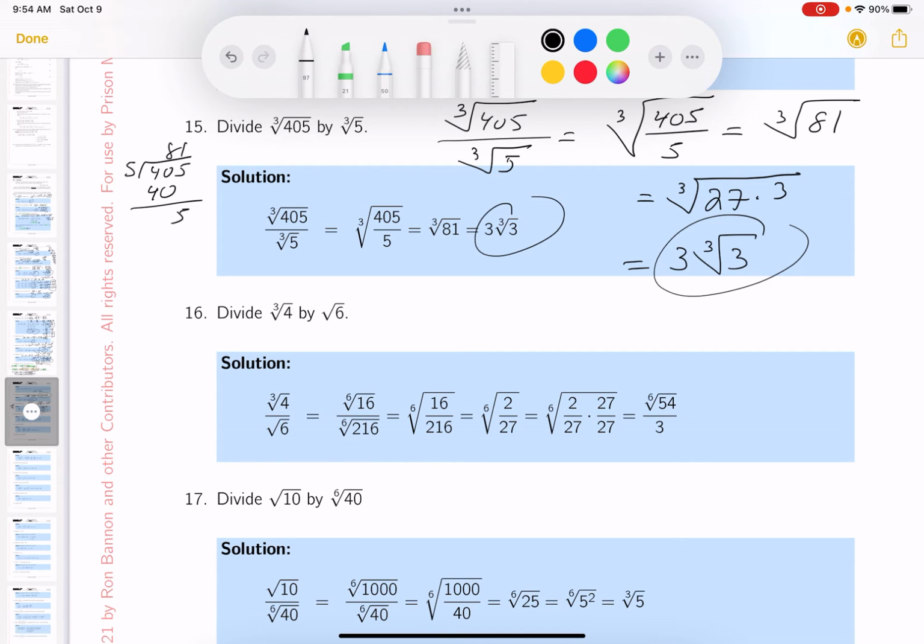Let's keep going. Let's do the next one. This one's a little bit stranger because they have different indexes. So they want me to divide, I'll write this over here, the cube root of 4 by the square root of 6. And I got to get them in the same roots, right? So I'll write this over as 4 to the 1/3 and 6 to the 1/2.